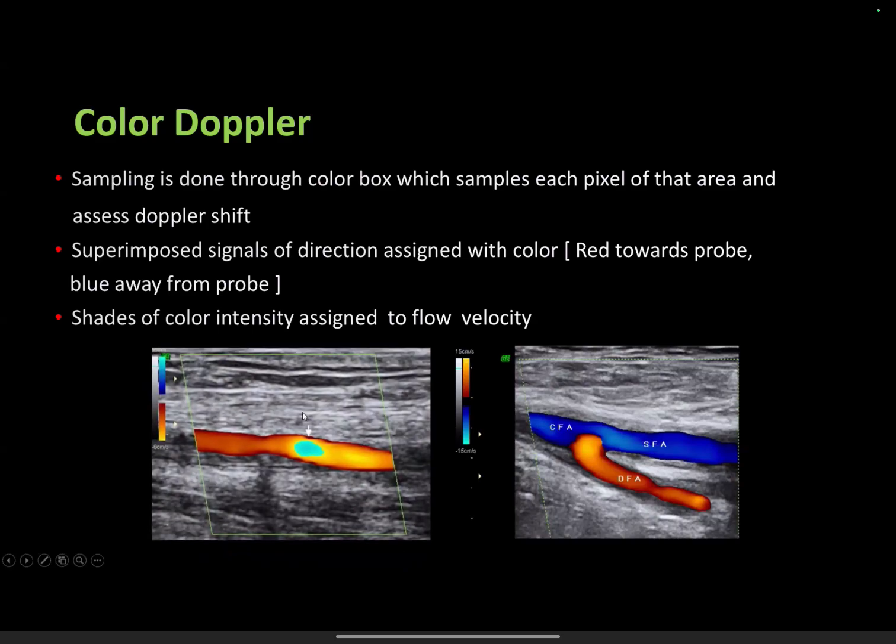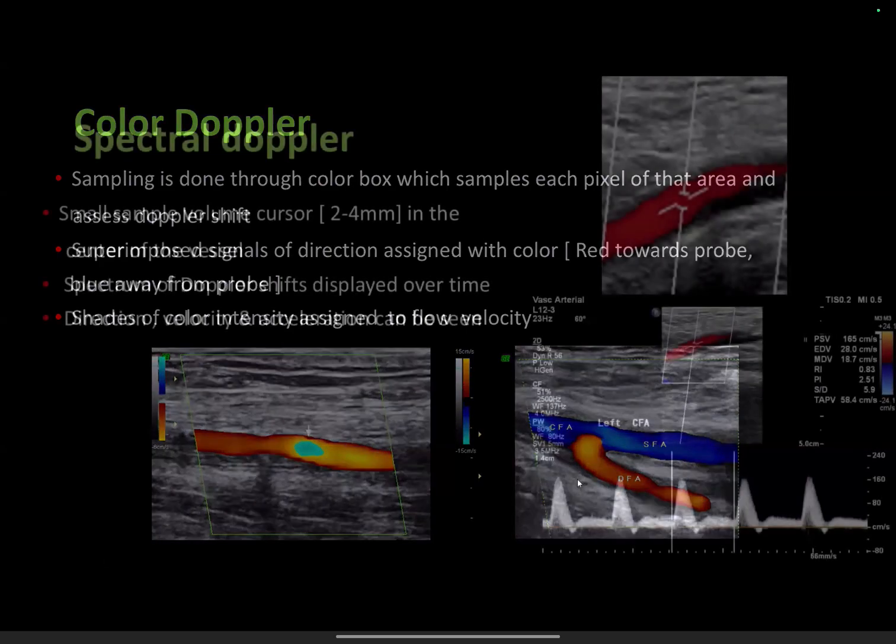And when any vessel is scanned with color box, this is the laminar flow with the equal density of colors, and there is some abnormal area where we can see lighter signals. This is an abnormal area. Here velocities are high. So this is how color Doppler shows the velocity as well as the direction of the changes.